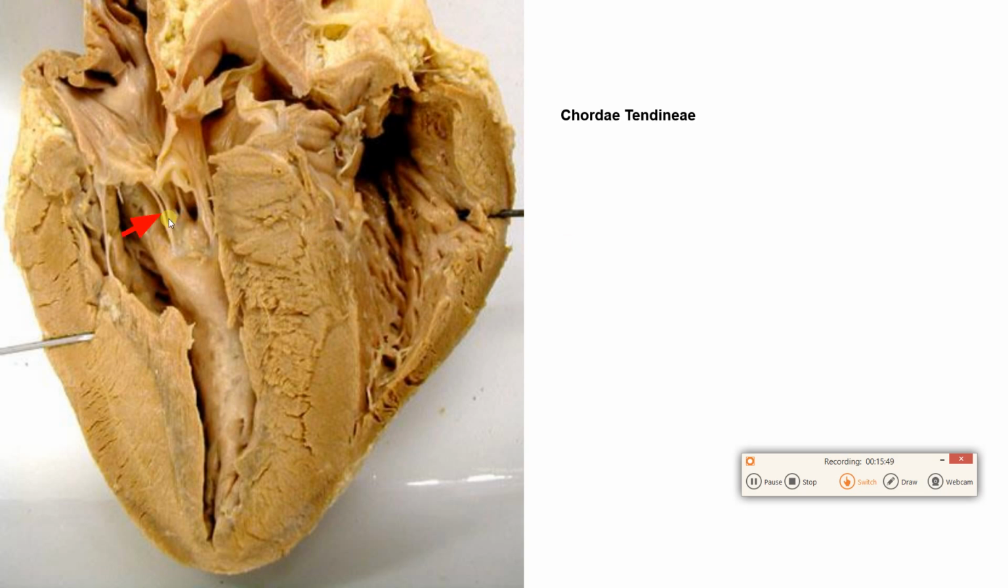Chordae tendineae right there, any of those strings. Big old papillary muscle on the left. Remember, the left is a generator of more pressure, so everything is going to be thicker and stronger on that left side. Okay, this is the left ventricle right here.